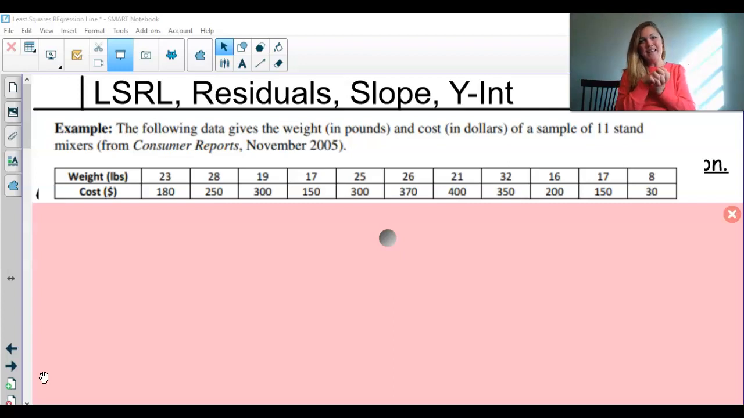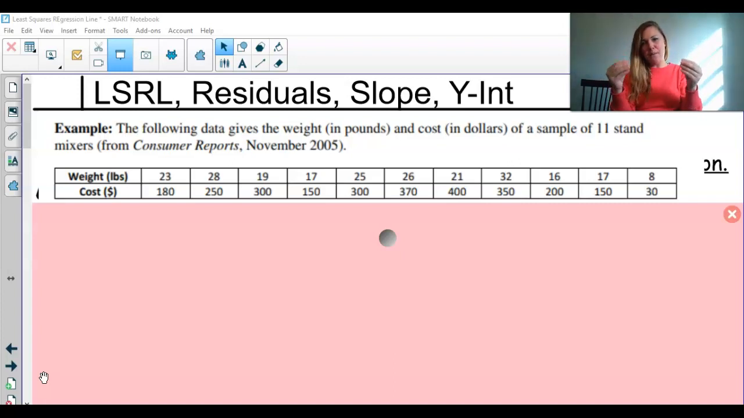Let's get going. The following data gives the weight in pounds and cost in dollars of a sample of 11 stand mixers. We have our data right there below. We want to think about now, what is the explanatory variable? What is the response? It's a quick review, but it will also help us if we need to graph, okay?